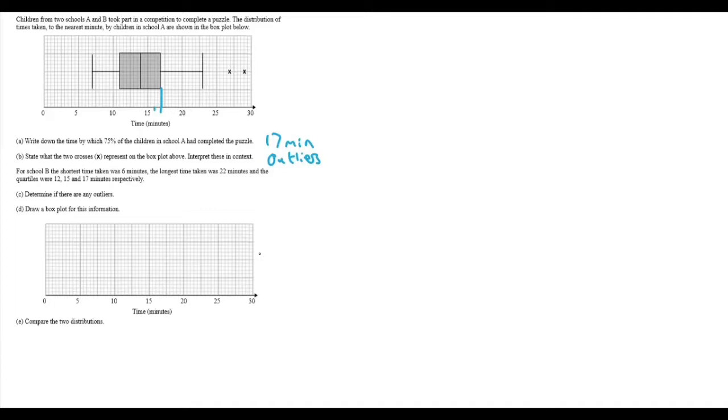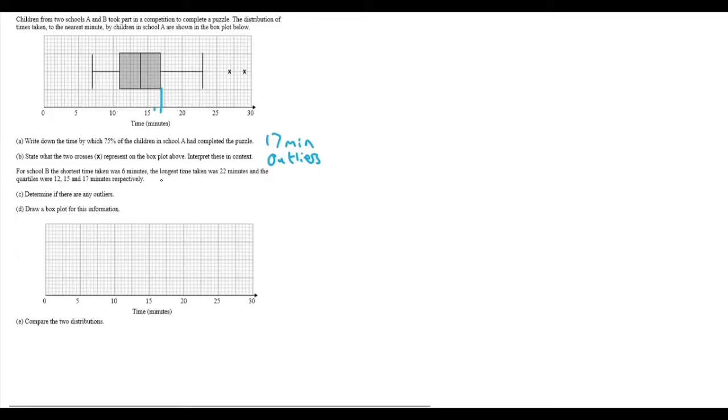Then we have that for school B, the shortest time taken was 6 minutes, the longest time taken was 22, and the quartiles were 12, 15, and 17 respectively. So yes, you may sometimes see the median referred to as a middle quartile. Determine if there are any outliers.